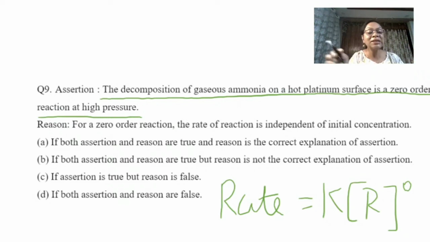Correct. This A is correct, B is also correct. The decomposition of gaseous ammonia on hot platinum surface being a zero order reaction, is the reason trying to justify why the decomposition is a zero order reaction? No, the justification is not exactly given in the reason. So the option that you need to go with is B. Yes, if both reason and assertion are true, but the reason is not connected with the assertion, that is when we go with option B. Hence the answer.